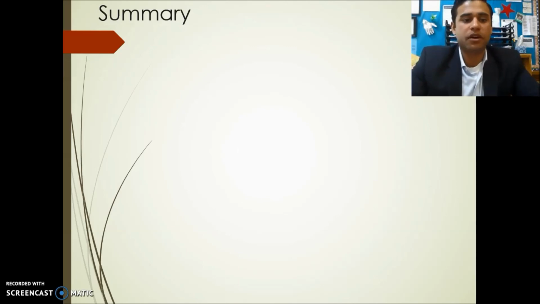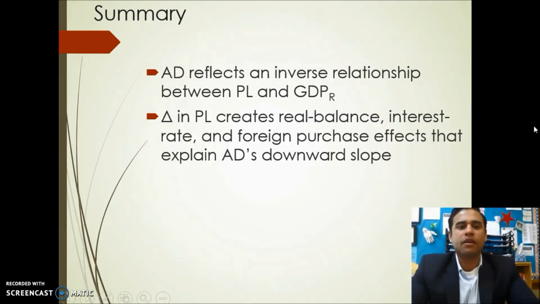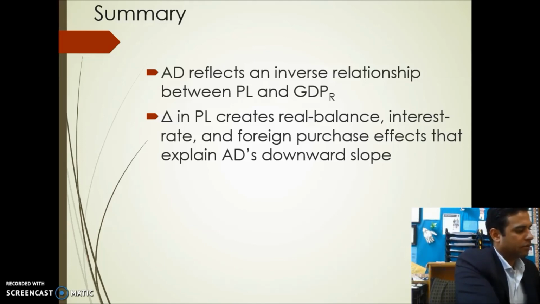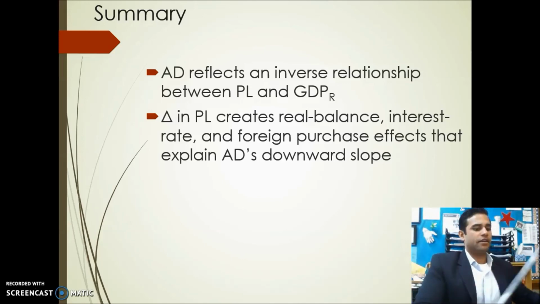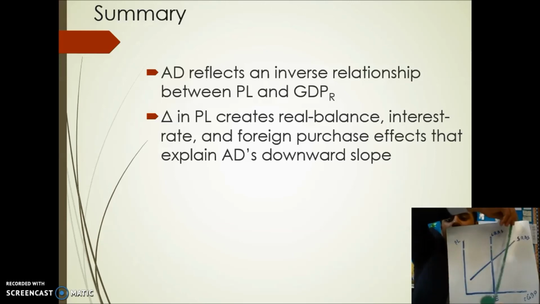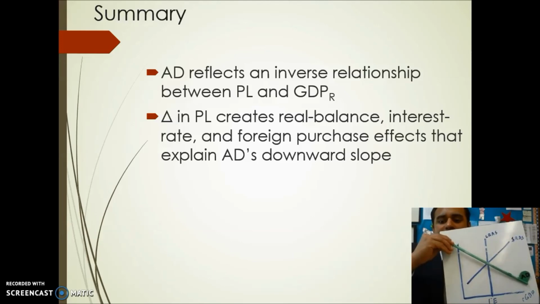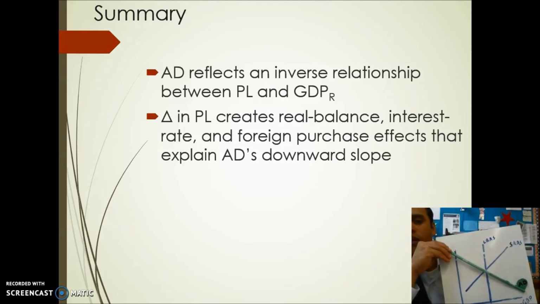So let's go ahead and summarize what we talked about today. A little shorter, right? Get myself out of the way. Aggregate demand reflects an inverse relationship between price level and real GDP. What we're talking about here is a negative relationship, a downward sloping aggregate demand curve. And I'll bring out the model one more time so that we can take a look at it. Here is my model without my demand curve, and here is my demand curve, and you can see that it's downward sloping. That's all we're saying. We're saying that the aggregate demand curve is downward sloping.